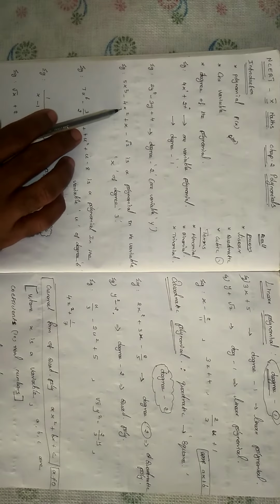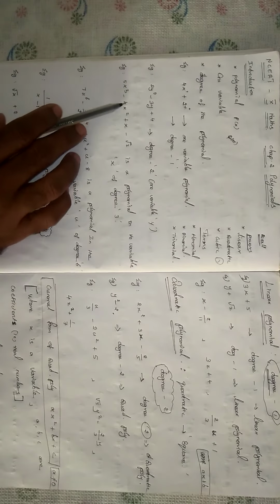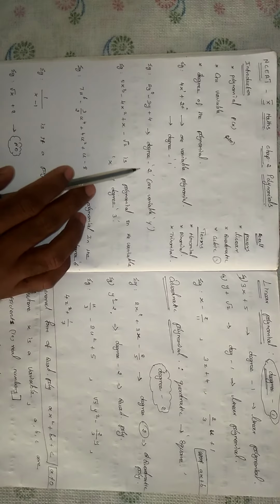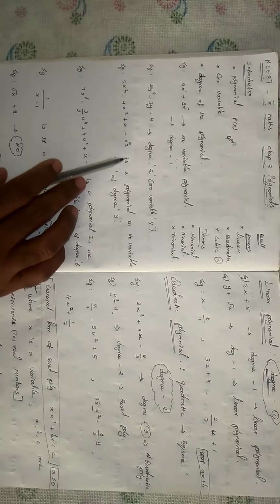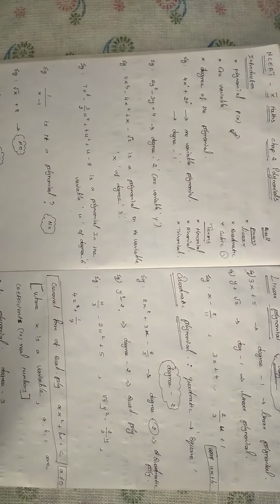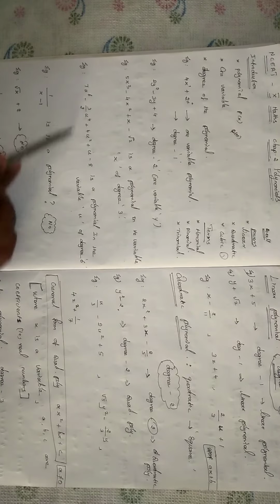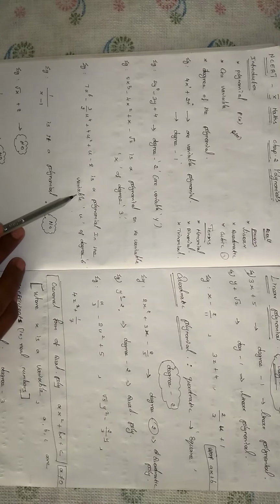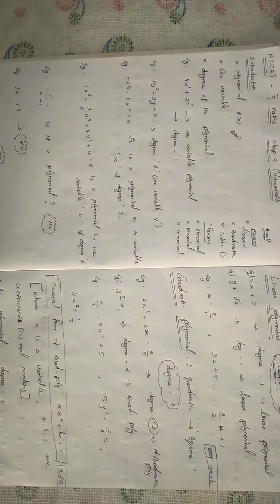These are all in the variable x. Here only one variable, there is no other variable y or z. So it's a one variable polynomial of degree 3. Here the variable is u. The highest power is 6. So it's a polynomial in one variable u of degree 6.